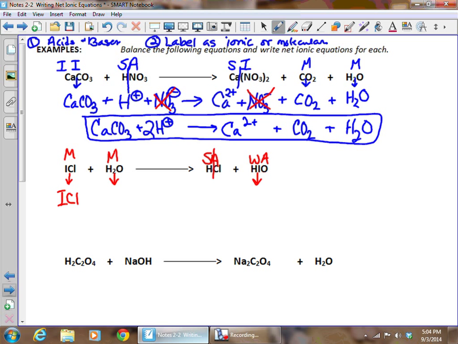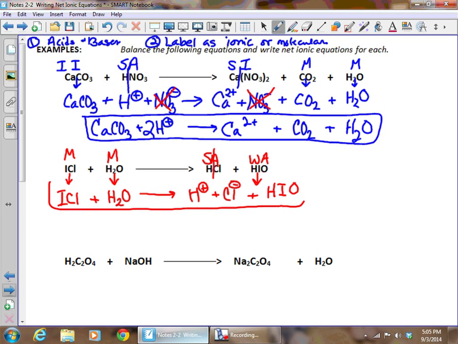ICl plus H2O, both of those carry down. We're left with H plus and Cl minus here, and then HIO. And it looks like if we look at this, there are no spectator ions. Sometimes our ionic equation is the same as our net ionic equation. And it's already balanced. So this is the final reaction here.